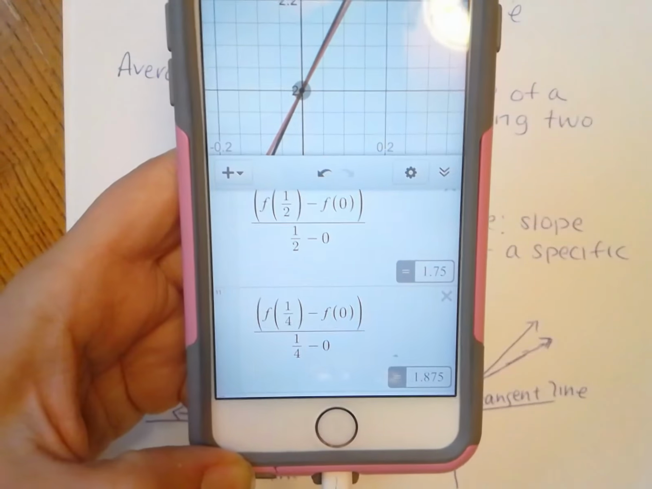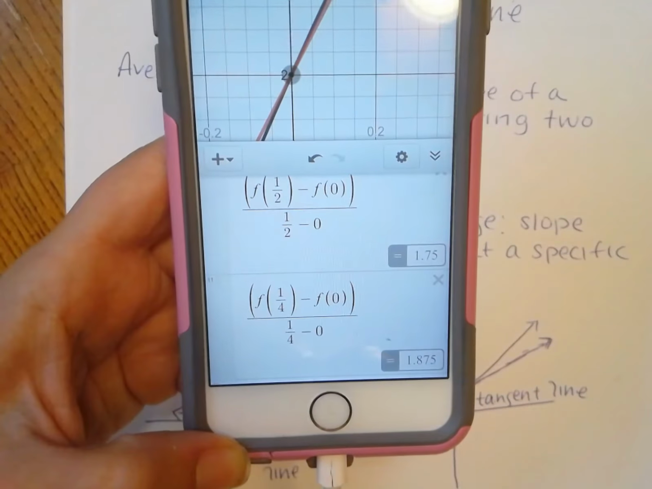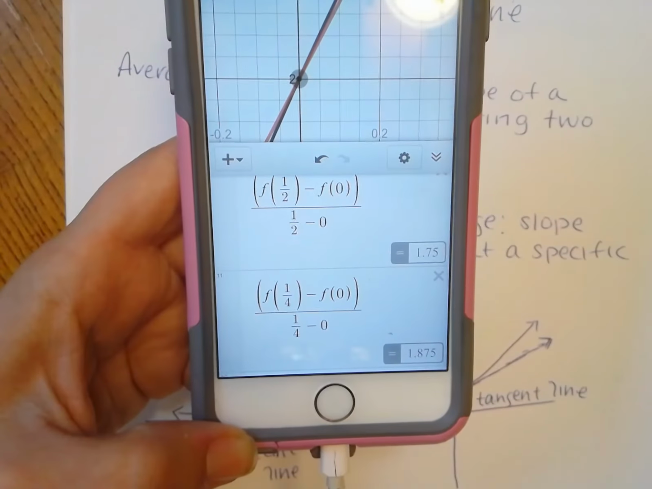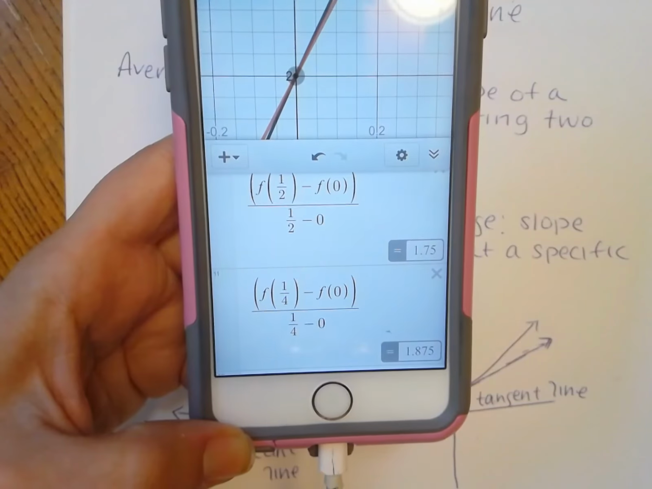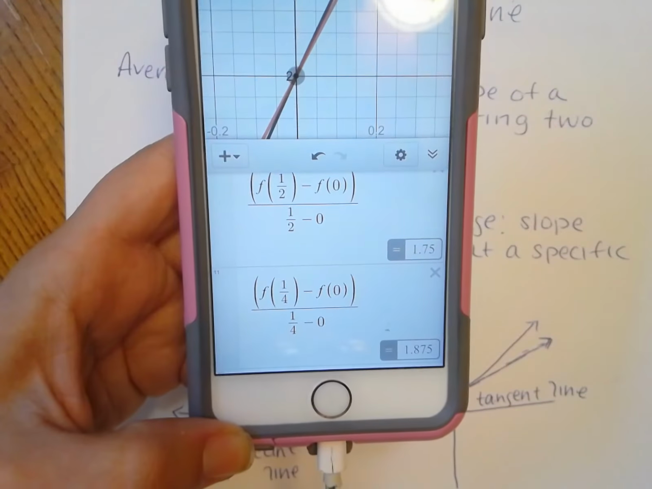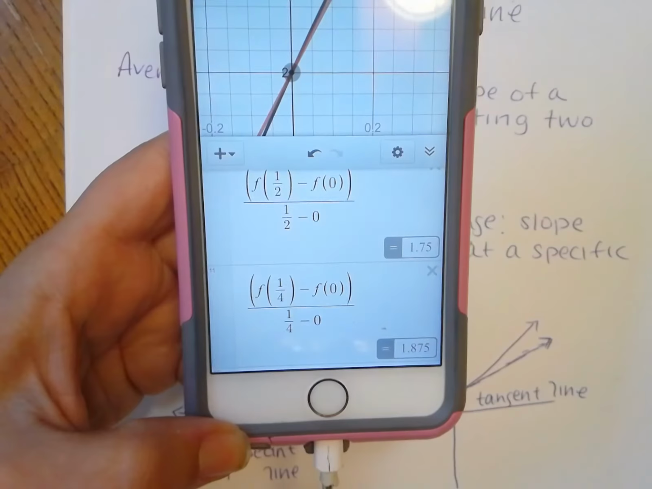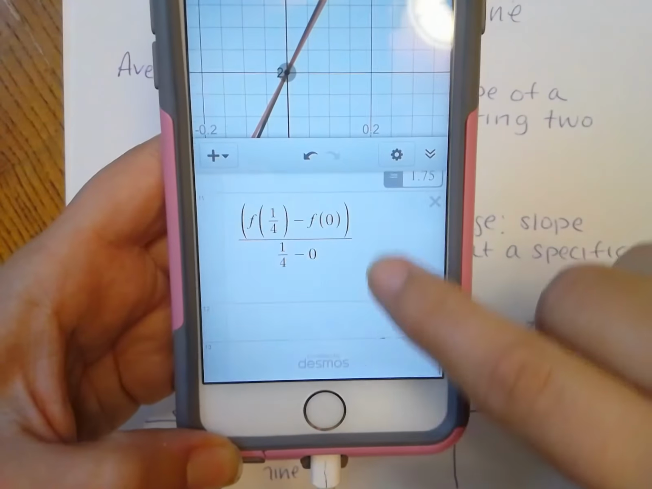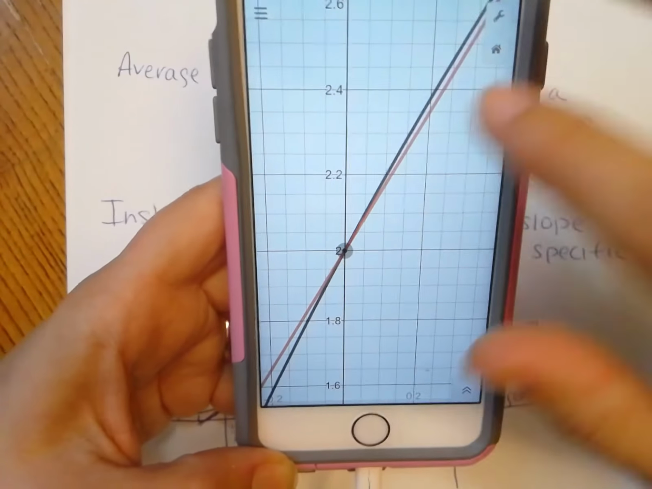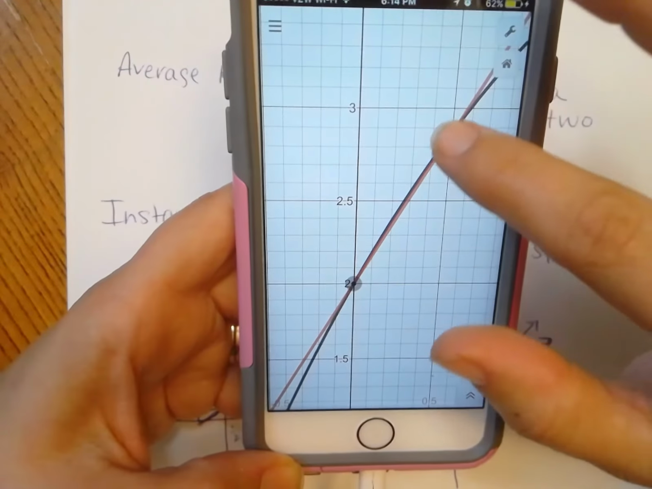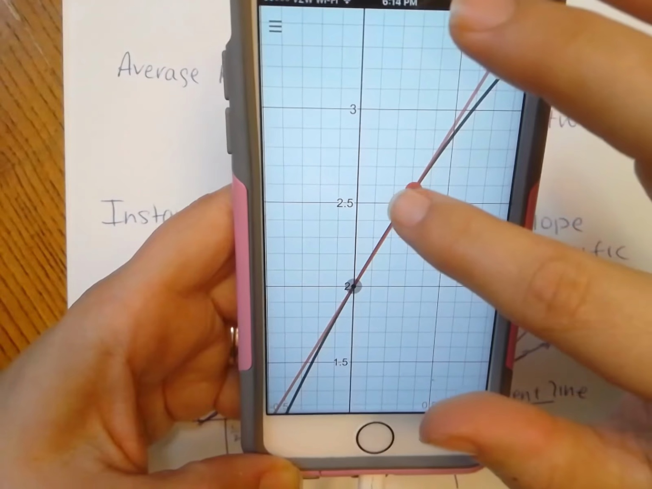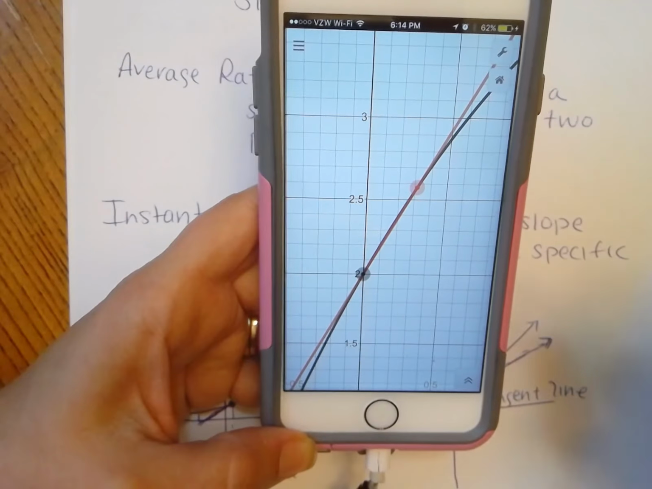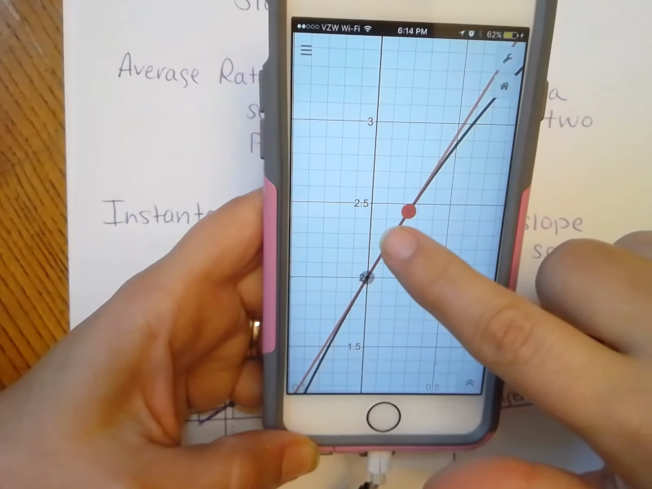So when I move the point a little bit closer, I end up with the slope between the point where x is 0 and where x is a fourth. I just keep moving my point a little bit closer to where I want it to be. This time my slope ends up being 1.875, okay? So what we're actually doing here, moving the point closer and closer, is the idea of a limit. We're taking the limit of the slopes by moving it closer and closer and closer.